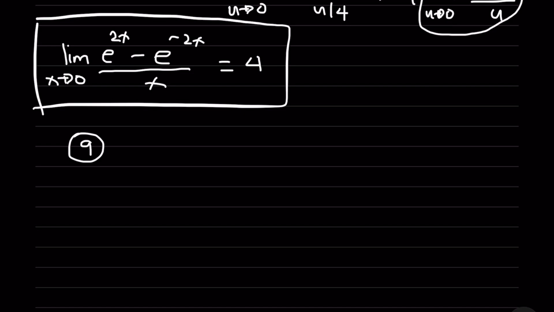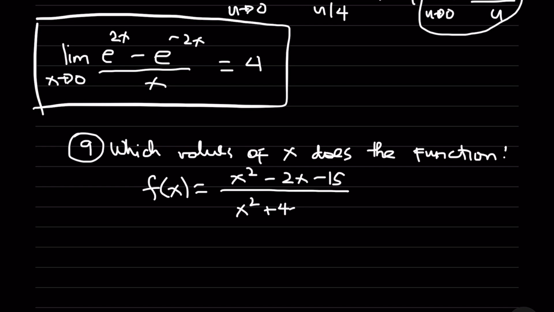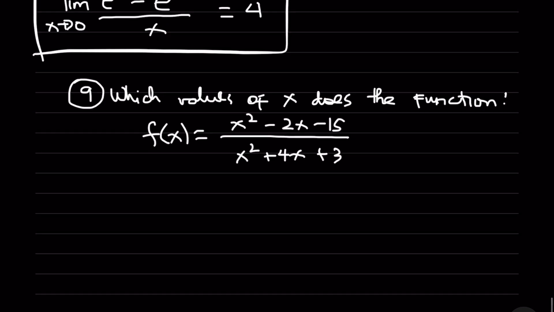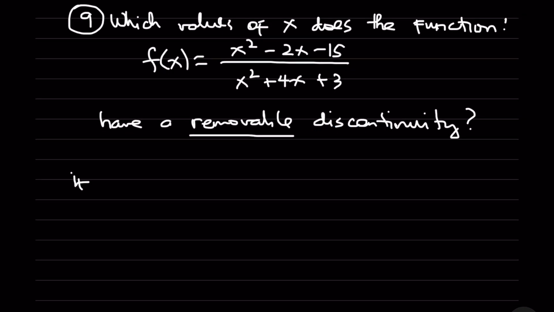Next problem, problem 9. For which values of x does the following function f of x equal to x squared minus 2x minus 15 divided by x squared plus 4x plus 3 have a removable discontinuity? Take note that removable discontinuity is also known as hole discontinuity.